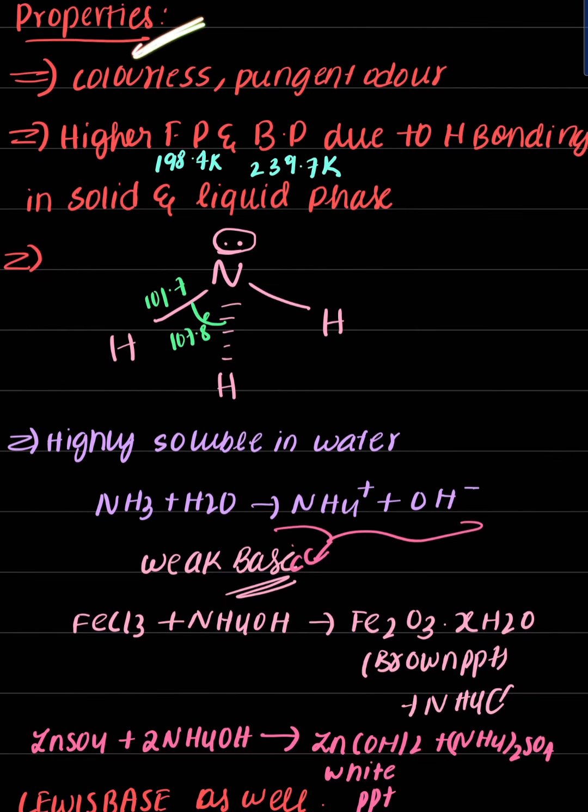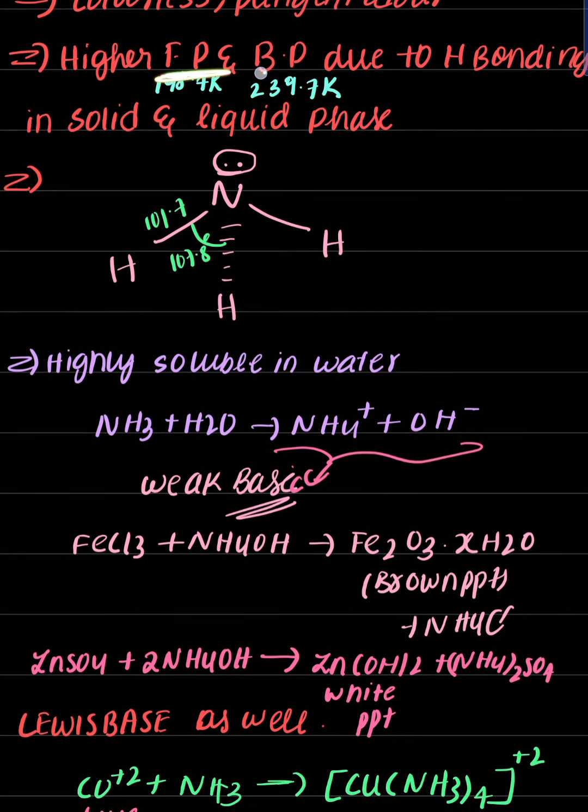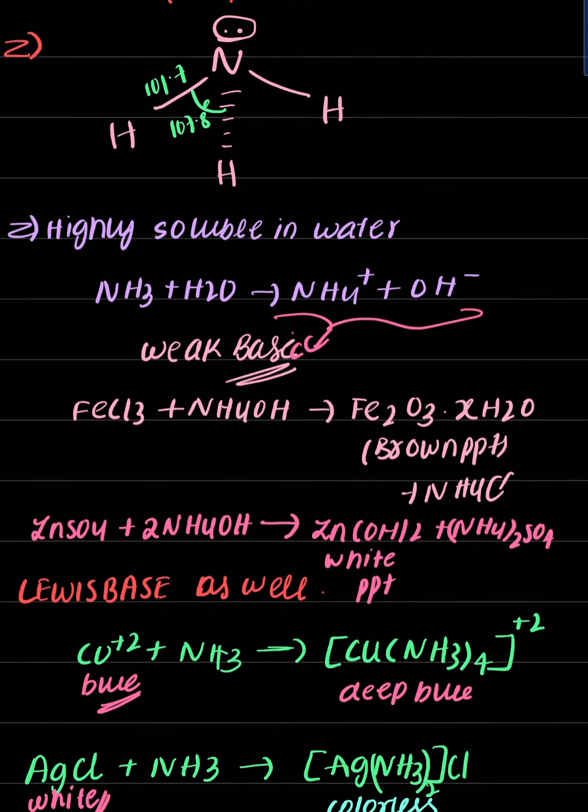Now a property of ammonia is that it's colorless like dinitrogen, but it has a pungent odor, unlike dinitrogen which was odorless basically. So it has a higher freezing point and boiling point due to hydrogen bonding, which it exhibits in both solid and liquid phase. You can look at the values, but I don't think there's any necessity to remember them by heart.